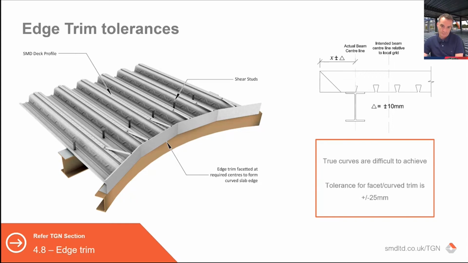If, as we do sometimes need to, you have a curved trim, which you see in the image on the left, then that tolerance is increased by the nature of you having facets around it, so that increases your 10 millimeters. And our tolerance for that is plus or minus 25 from the effective curve. So just key things to think about. One thing to be aware of, and we do have to do this on some jobs, is the tolerance is important from an intended grid line and not from the edge beam position, which will already have its tolerance from a grid line.